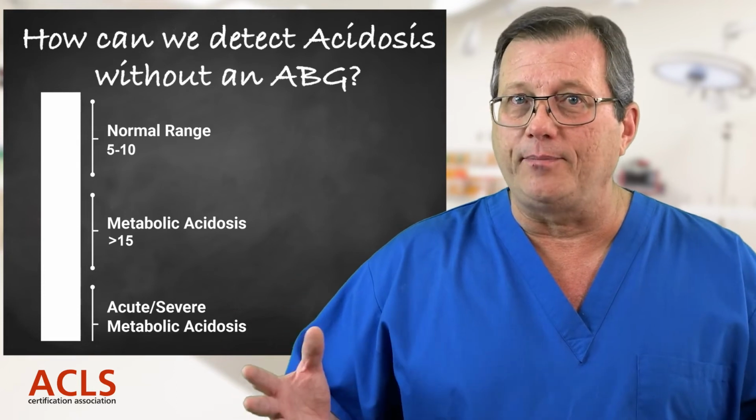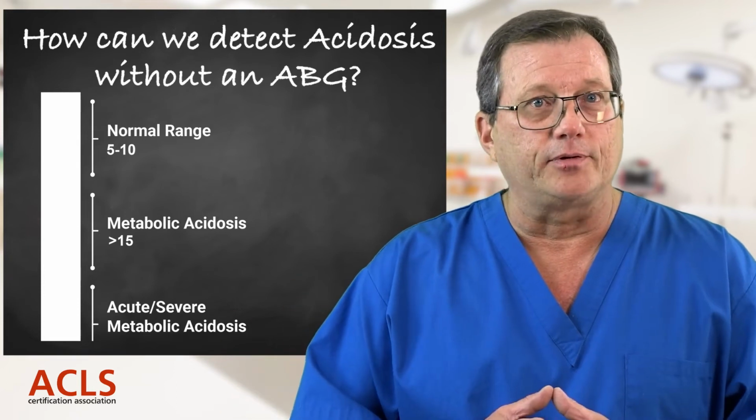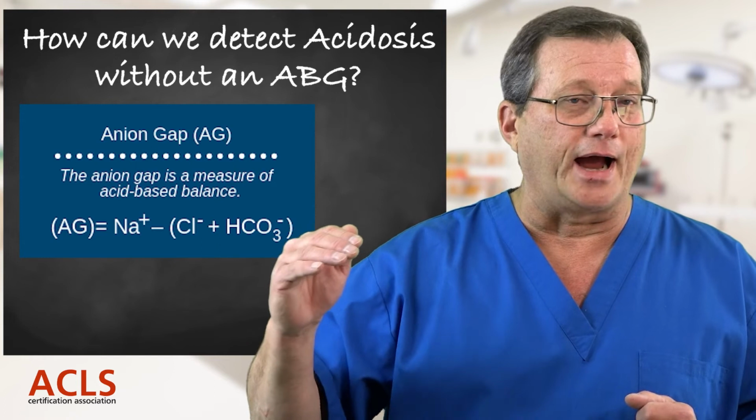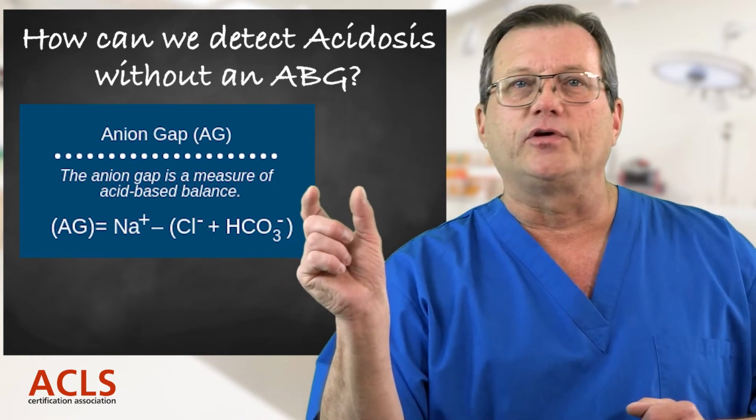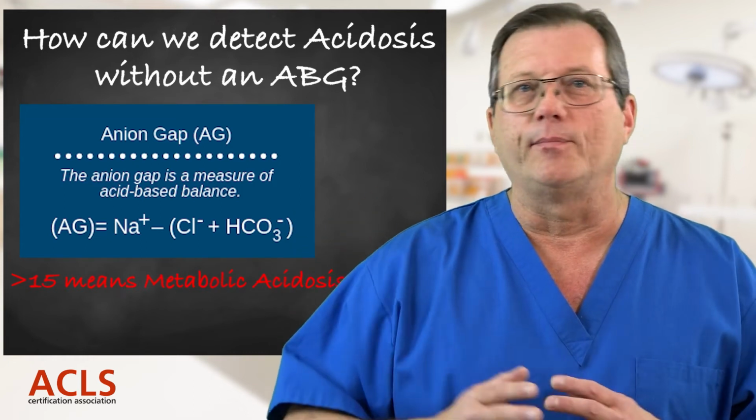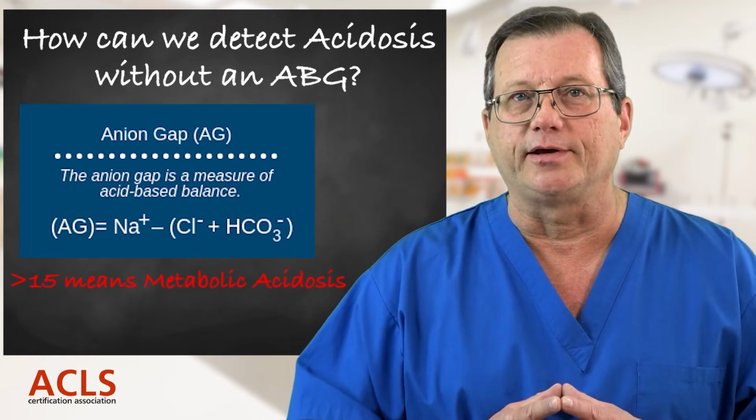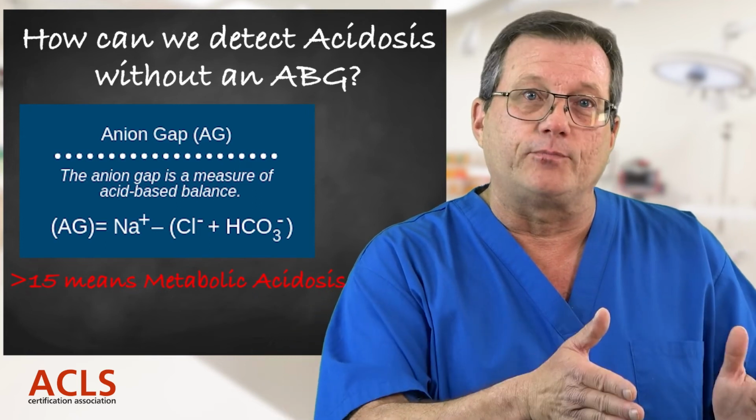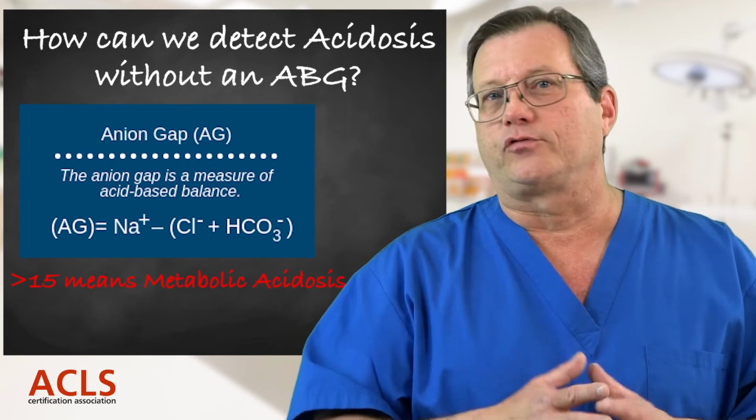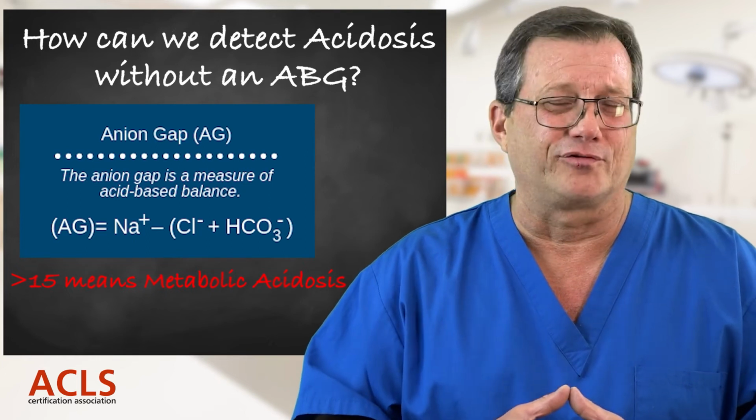So even without an ABG, you can use your anion gap: take your sodium, subtract your bicarb and your chloride, and if that number, that gap, is greater than 15, you have a metabolic acidosis. You don't need a blood gas. Now you can take that information and incorporate it into the rest of your patient assessment and treat this patient before we hit the bricks on a long transport.